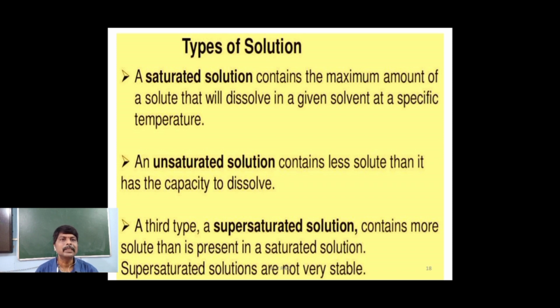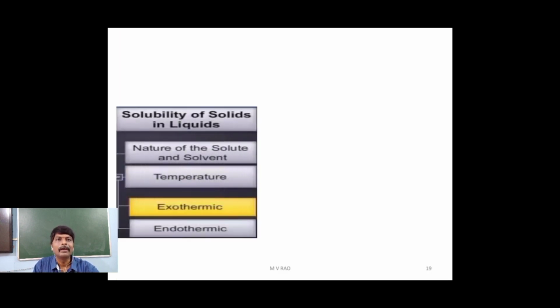A third type, a supersaturated solution, contains more solute than is present in saturated solution. Supersaturated solutions are not very stable. So immediately whatever you watched you will forget. That is no use if excess amount is there. So I understood, based on amount of solute soluble, solutions are classified. Saturated means required amount, unsaturated less than the required amount. Supersaturated means more than the required amount. It is highly unstable. Now you will see solubility of solid in liquids depending on temperature also.